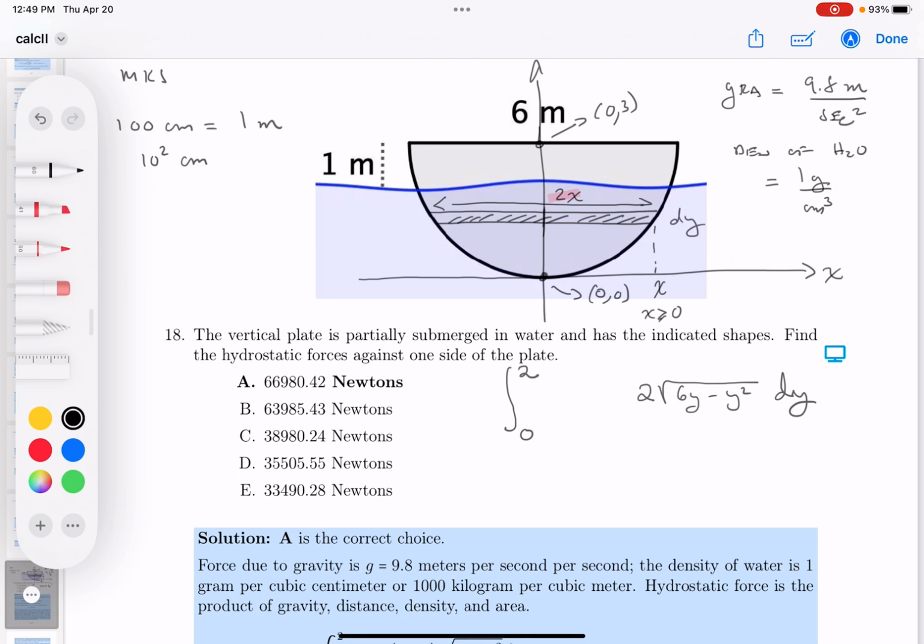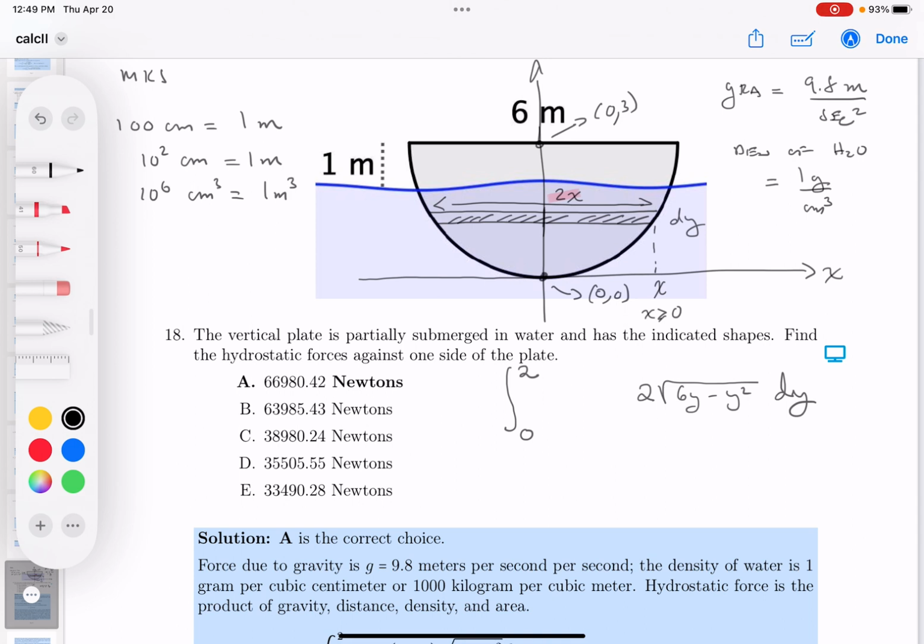10 squared is 100, right? That is 1 meter, but I want centimeters cubed. So it's going to be 10 to the 6 centimeters cubed, which is the same thing as 1 meter cubed. All right? So what am I going to do over there? I want to get rid of the centimeters.